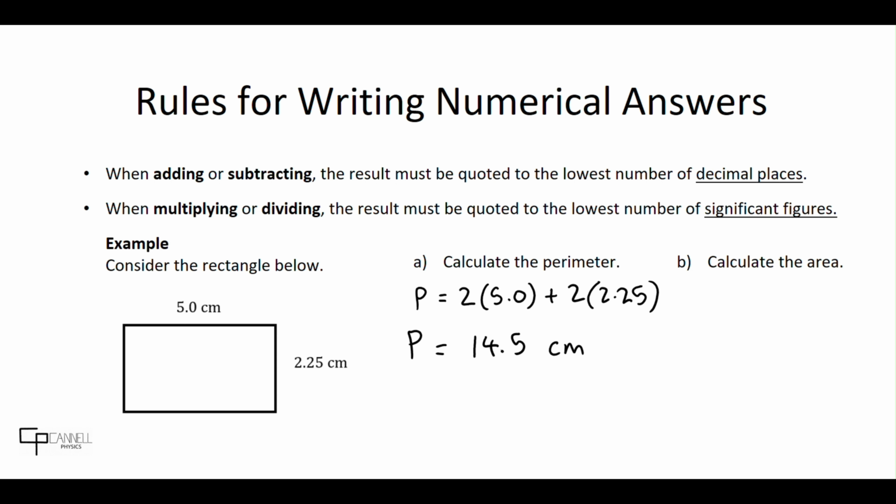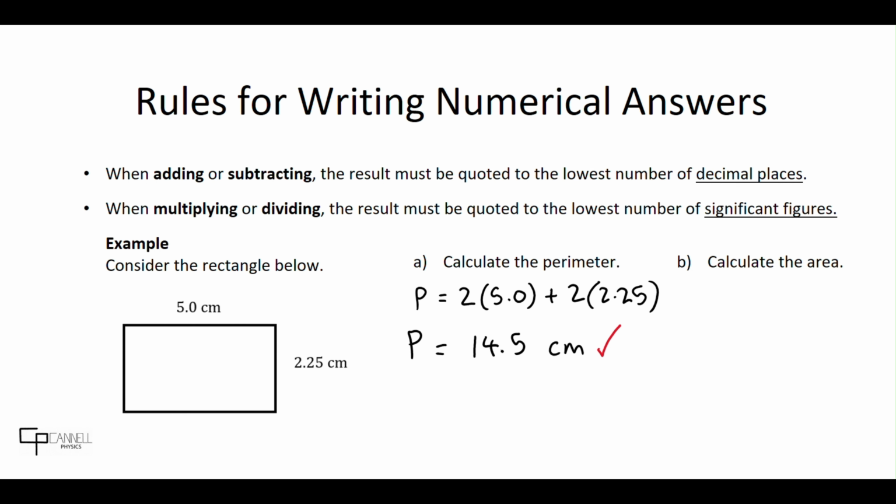centimeters. So before we leave this as our final answer, we must make sure this is to the appropriate number of decimal places. And that's because we did addition to get the perimeter. So we must look at the original data provided. So we can see 5.0, 2.25. Out of those two, 5.0 has the lowest number of decimal places, which is 1 decimal place. So by the first bullet point rule, we must ensure that our final answer is also to 1 decimal place. So we can leave that as our answer.